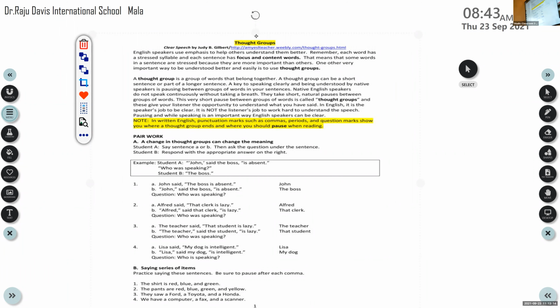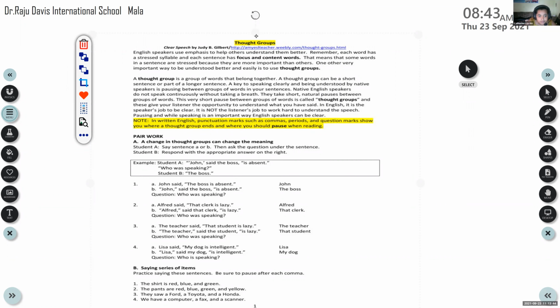Okay. Now we have a couple of sentences here. Let's try and see the difference between sentence A and B. Now look at the first one. Student A: John, said the boss, is absent. Who do you think is speaking here?